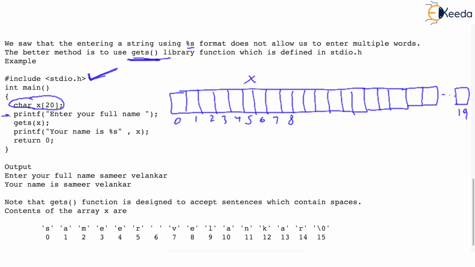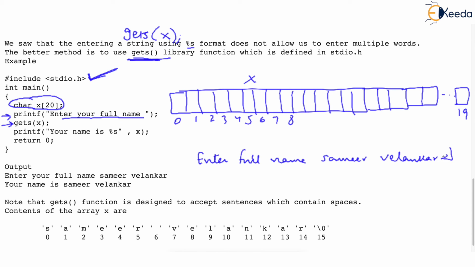Now let's ask the operator to enter the full name. And look how you are entering the name. You are not using scanf now. You are using such a simple grammar. Get string, gets, and whatever string you get from the keyboard should be stored in the X array. That's it. So let's say the program is executed and the user is asked to enter the full name, and the user enters the name as Sameer space Velankar and hits enter. Now you see, this entire name will be stored by gets. So the name stored will be SAMEER, then space, then VELANKAR, and then \0.